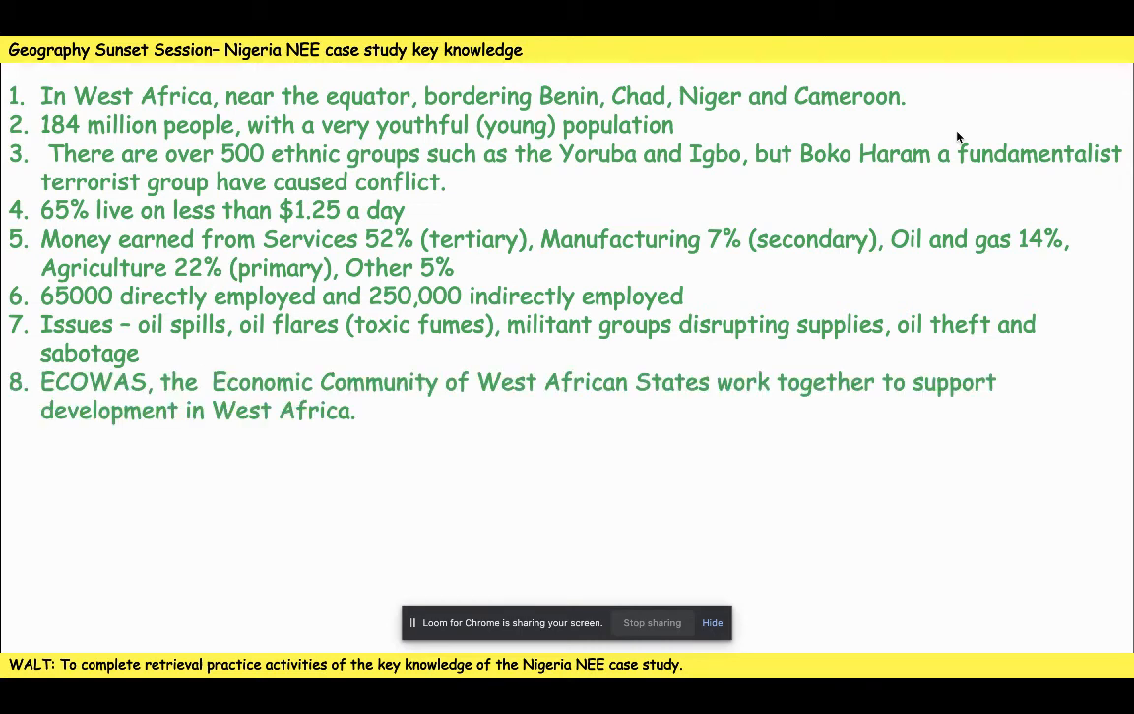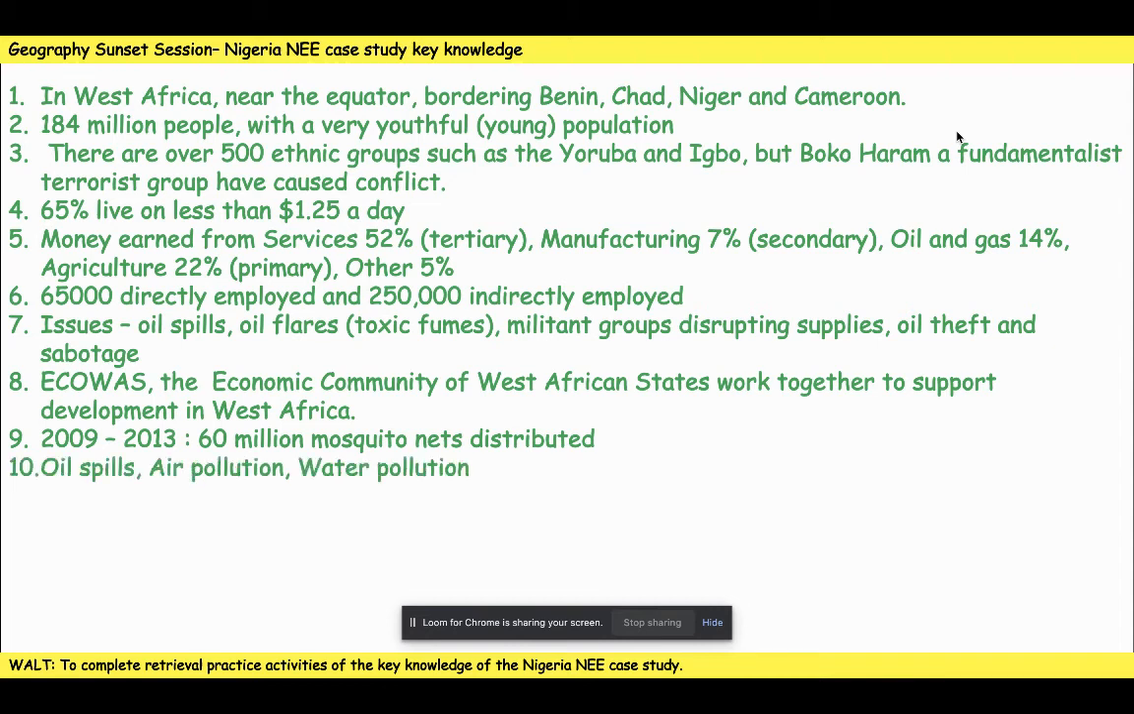Number eight, ECOWAS is the Economic Community of West African States, and they work together to support development in West Africa. Number nine, between 2009 and 2013, an example of impact of aid, 60 million mosquito nets were distributed by Nets for Life. Number 10, three environmental impacts: oil spills, air pollution, and water pollution.